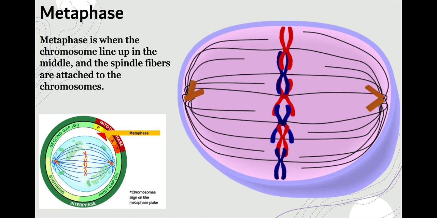Metaphase is when the chromosomes line up in the middle and the spindle fibers are attached to the chromosomes. So, just a quick side note, the center of a chromosome is called a centromere. So technically, the spindle fibers are attached to the centromeres. And you can think of metaphase as middle. So all of these chromosomes are lined up in the middle of the cell.